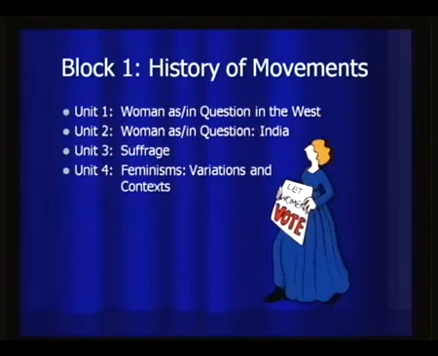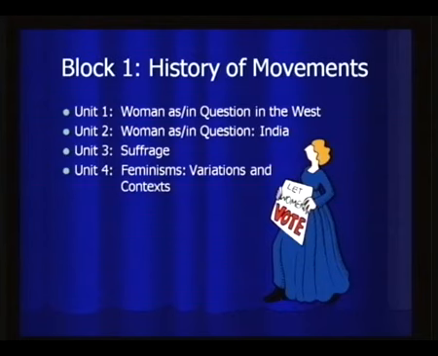Let's talk about the first block, which is history of movements. The first unit is women as question and women in question with reference to the West. Here we will look into the historical context within which the women's movements were born. Then the unit will also look into how the notion evolved as a concept and as a movement. Then the unit deals with the plural nature of feminism, that women the world over have different experiences and face realities in a different way, and therefore a universal history of feminism is not possible and also not desirable.